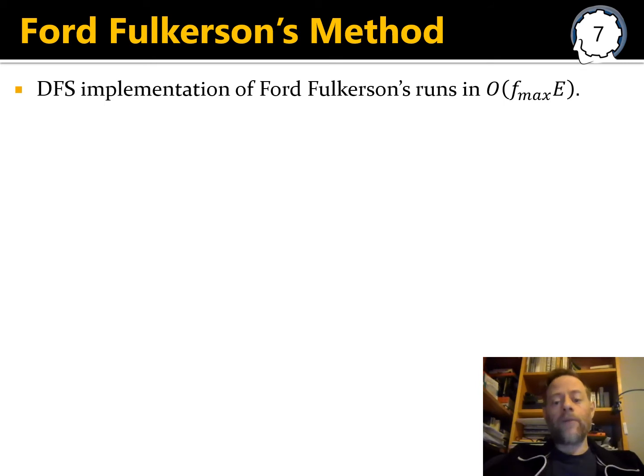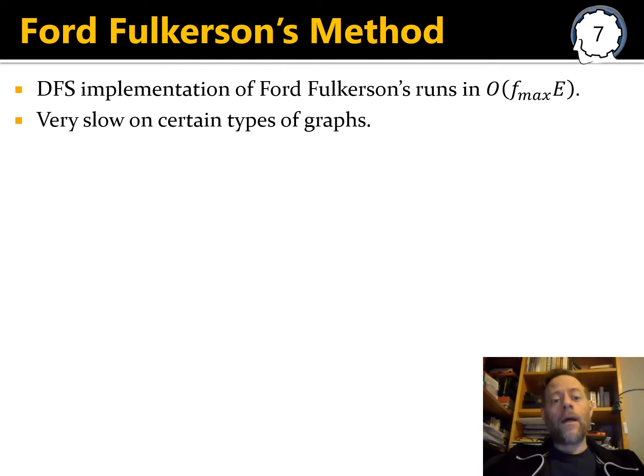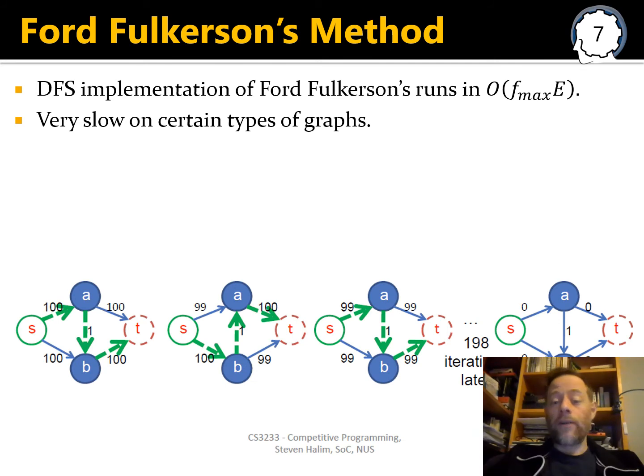And then there are a number of different ways of finding these augmenting paths. In the original Ford-Fulkerson method, these augmenting paths are found using depth-first search. And if we do it that way, then the time complexity becomes the maximum flow times the number of edges, which unfortunately is very slow on certain types of graphs. For example, in this particular case, we have two outgoing edges from the source with capacity 100, and then there is a link in between with capacity 1.